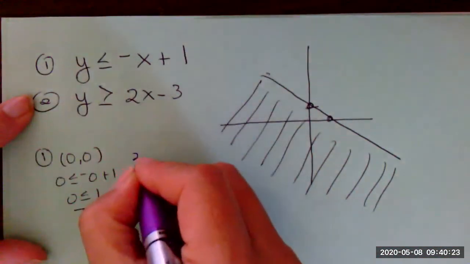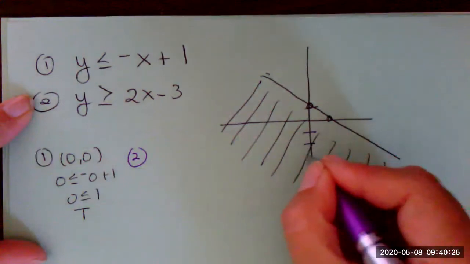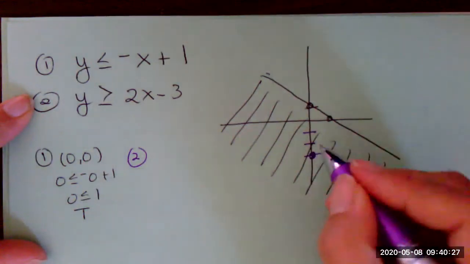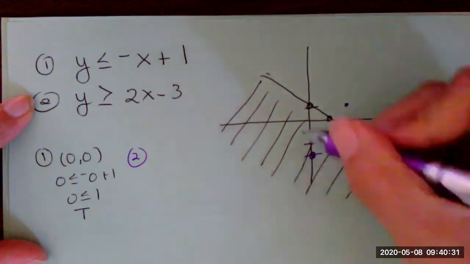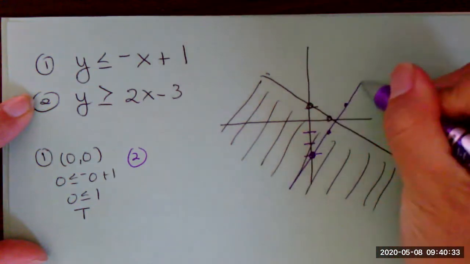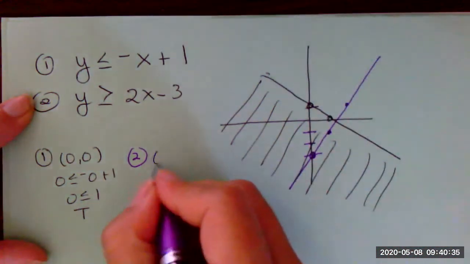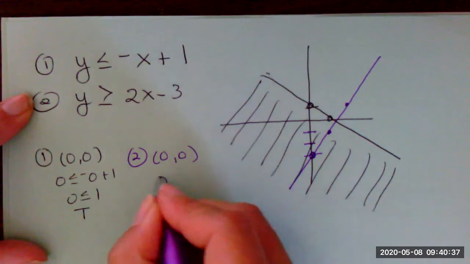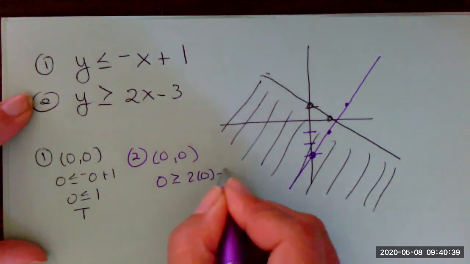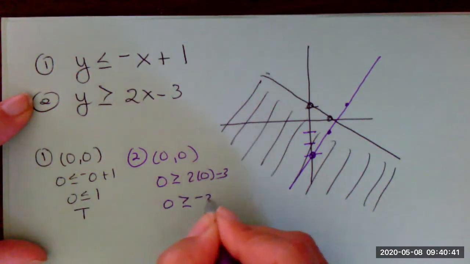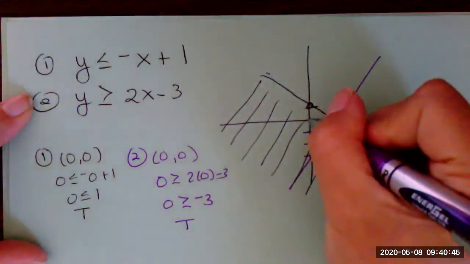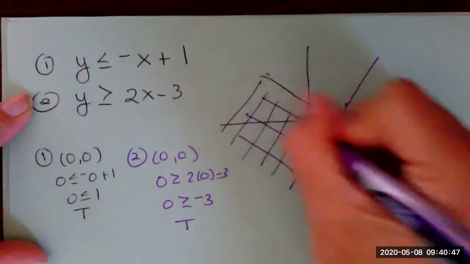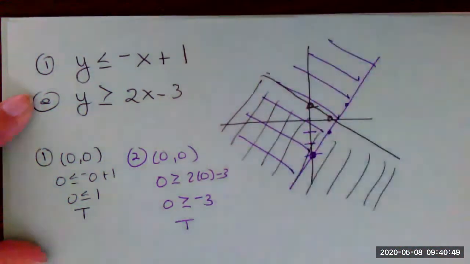Let's do number 2. Start at negative 3, and I'm going to go up 2 over 1, up 2 over 1. I'm going to test 0, 0 again in this one. So is 0 greater than negative 3? That is true. So true is over here, so I'm going to shade this way. So you got to keep track of the point that you tested.